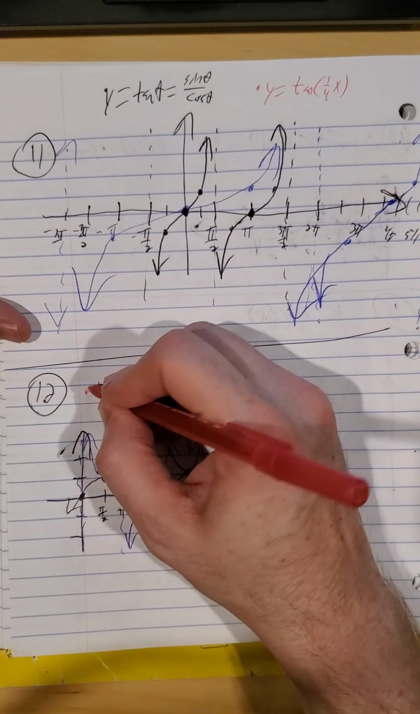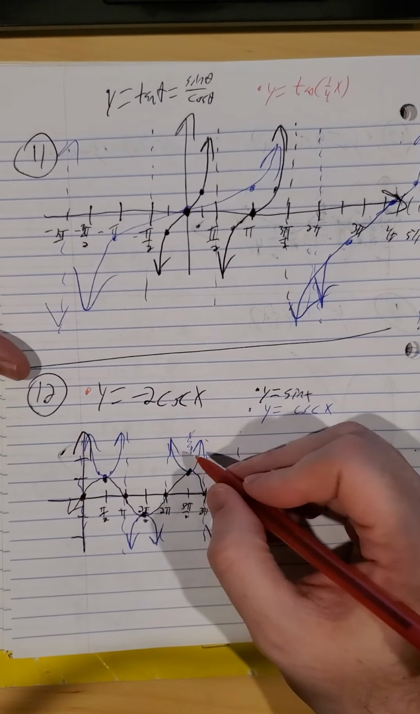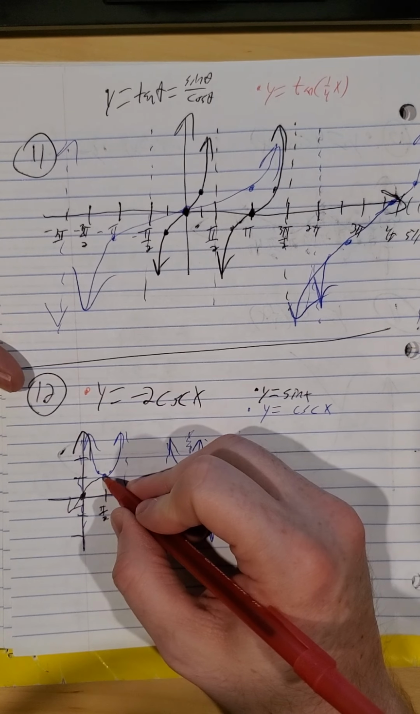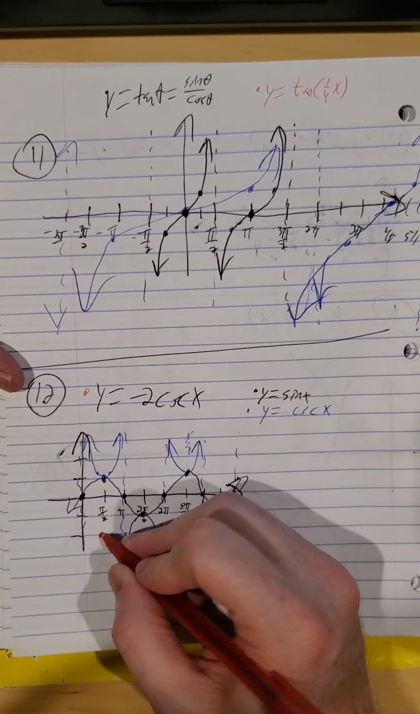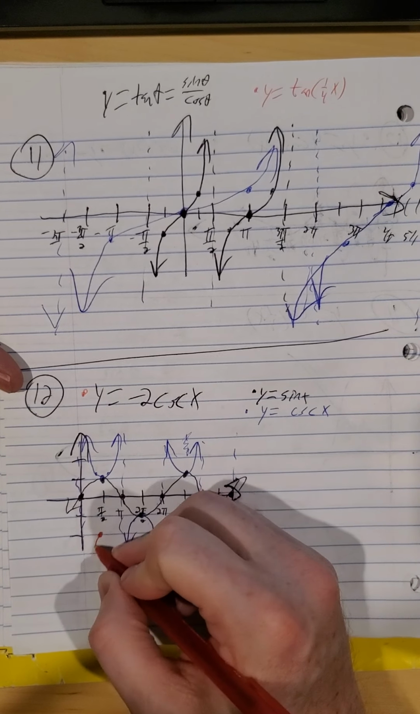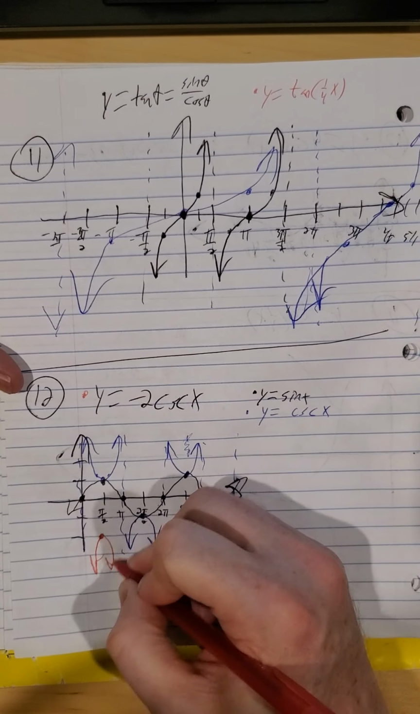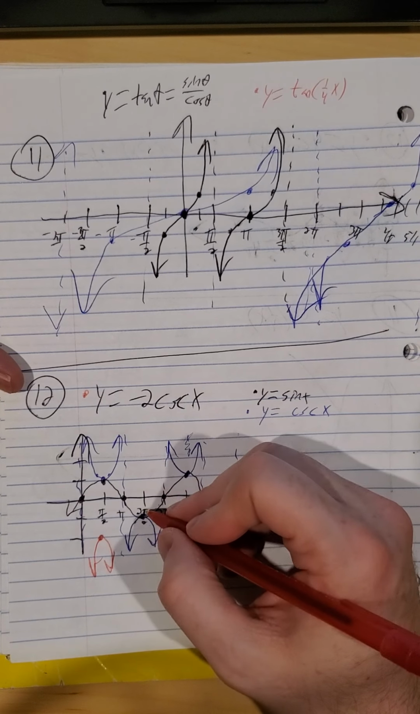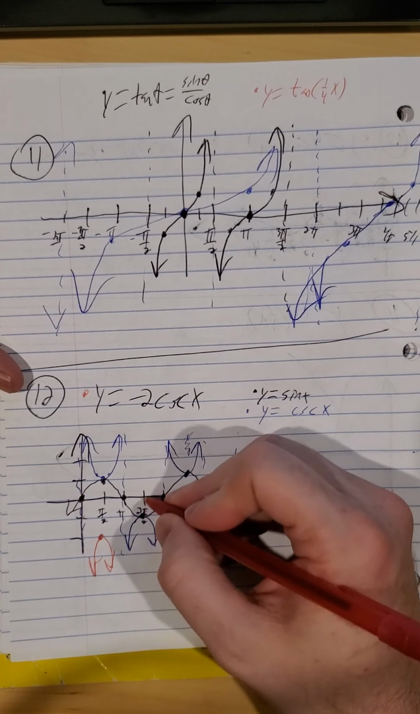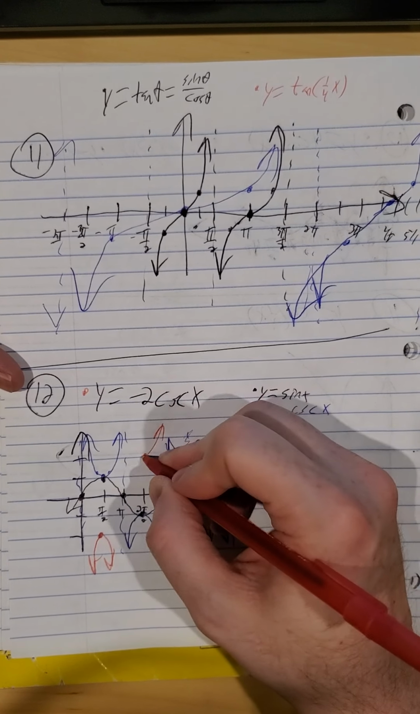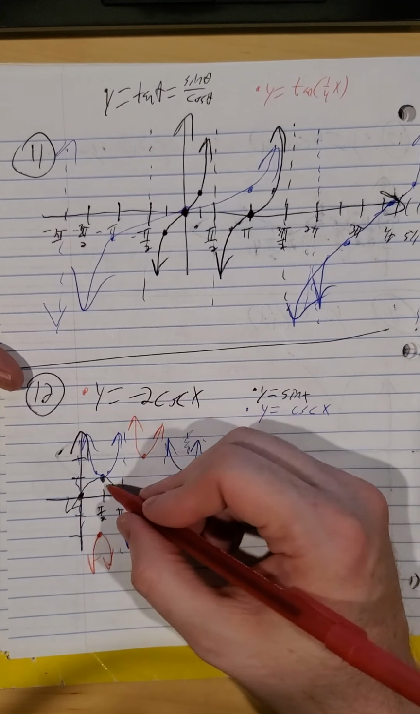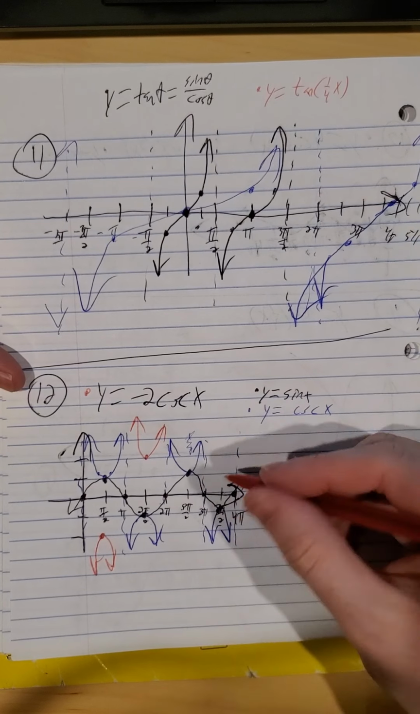And then our last stage, negative 2 is on the outside, so multiply our old outputs by negative 2, which means this guy will start at a negative 2 instead of a positive 1, and it'll still be changing rapidly. This guy started at negative 1, now he'll start at positive 2. The tangent lines stay where they are.